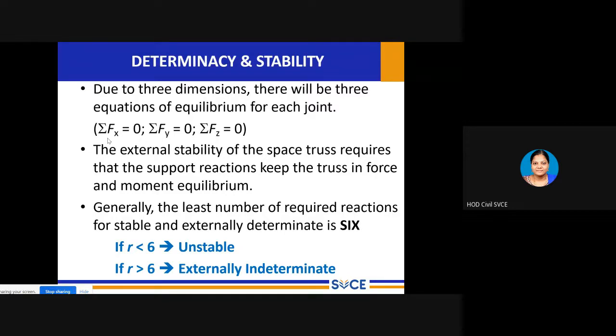And so we should have a sufficient number of support reactions, because the support reactions help the truss system to be in equilibrium, whether it is force equilibrium or moment equilibrium. So the number of support reactions should be sufficient in order to keep the truss in a stable condition. That is, we are talking about the external stability.